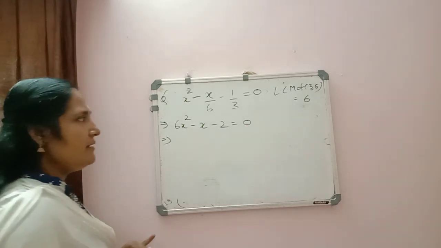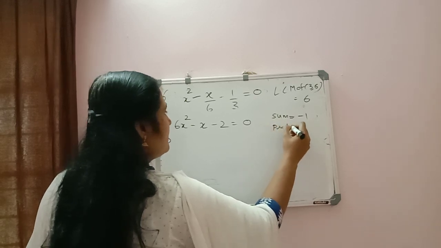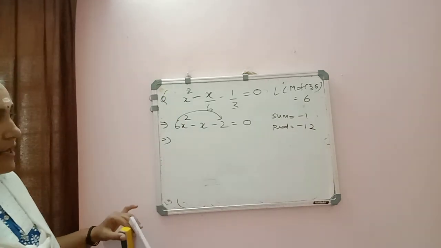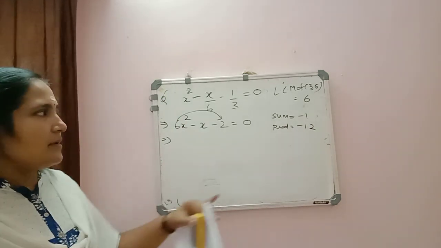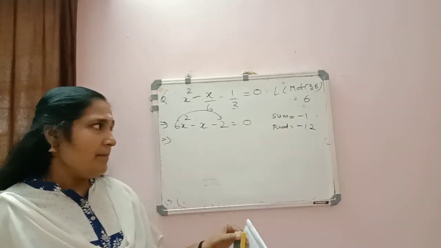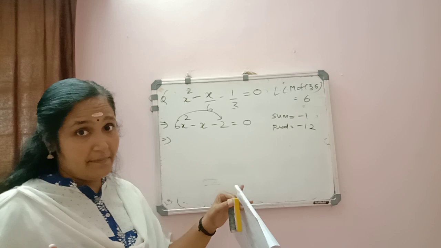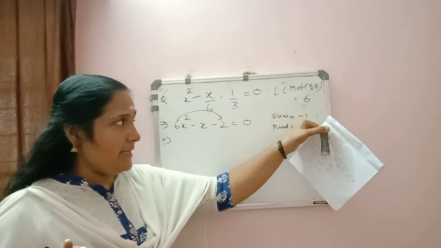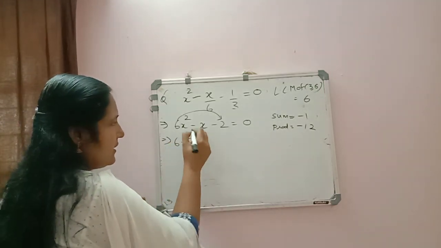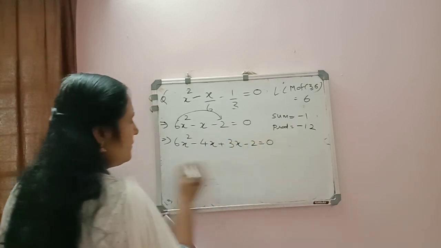We will do the factorization. Sum should be equal to minus 1 and product should be equal to 6 into minus 2, that is equal to minus 12. Again we have to do the subtraction there. We will find two numbers whose product is minus 12 and sum is minus 1. I think all have got the numbers 4 and 3. And since the sum is negative, minus 4 and 3 we have to take. So we write it as 6x square minus 4x plus 3x minus 2 equal to 0.